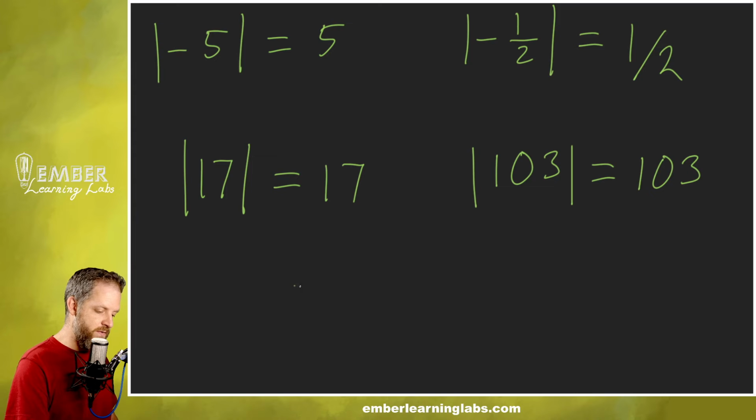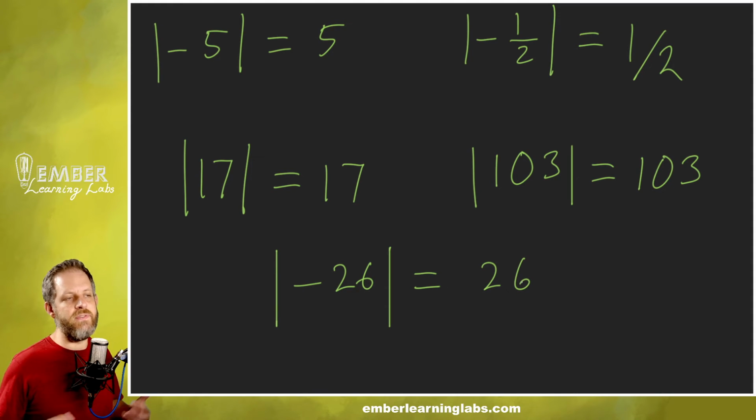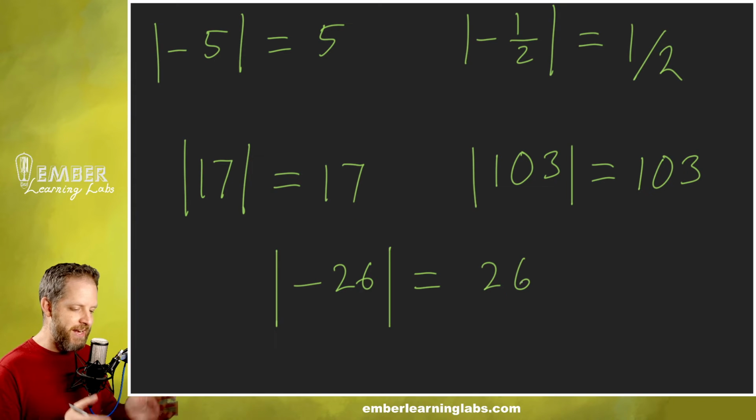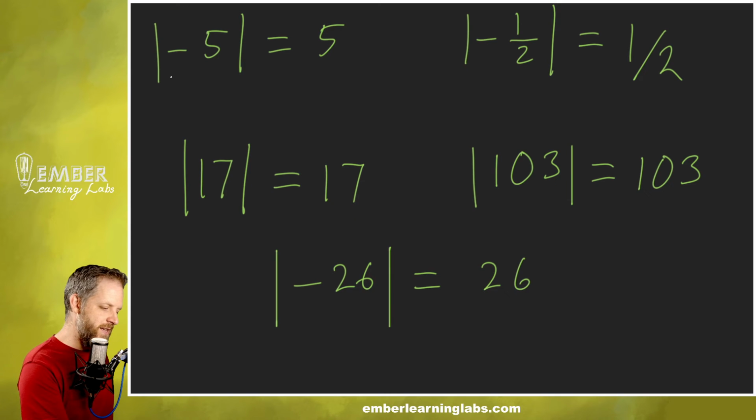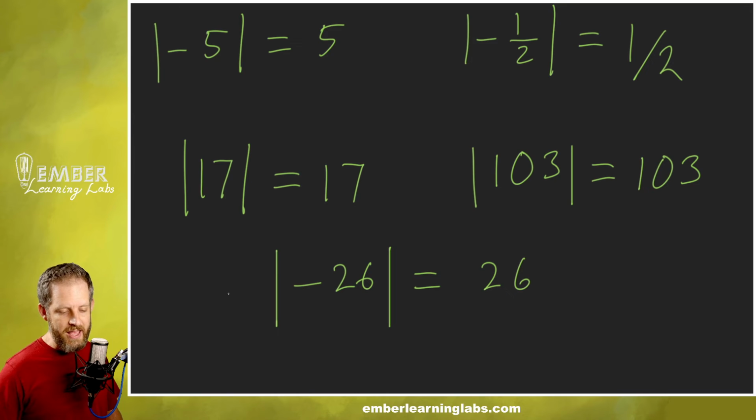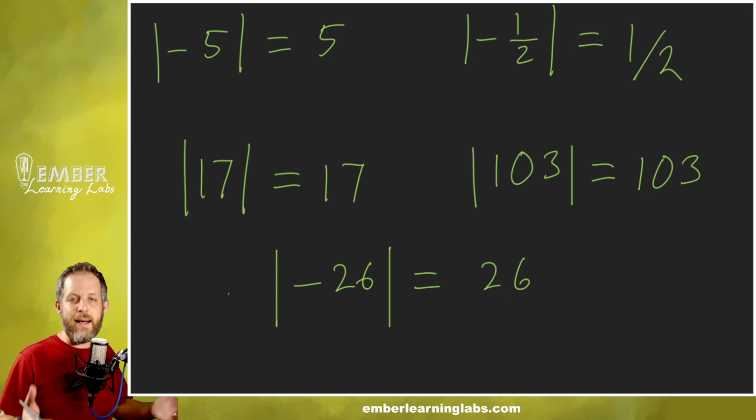What's the absolute value of -26? +26. So what does absolute value do? It takes whatever is inside the absolute value symbols and turns it positive. If it was negative, we get the positive version. If it was already positive, the absolute value of that is still positive. And that's what absolute value is.